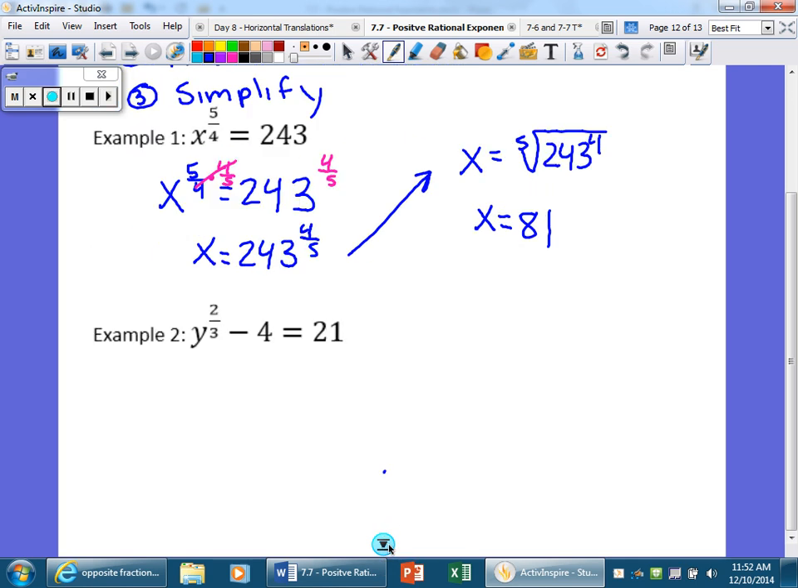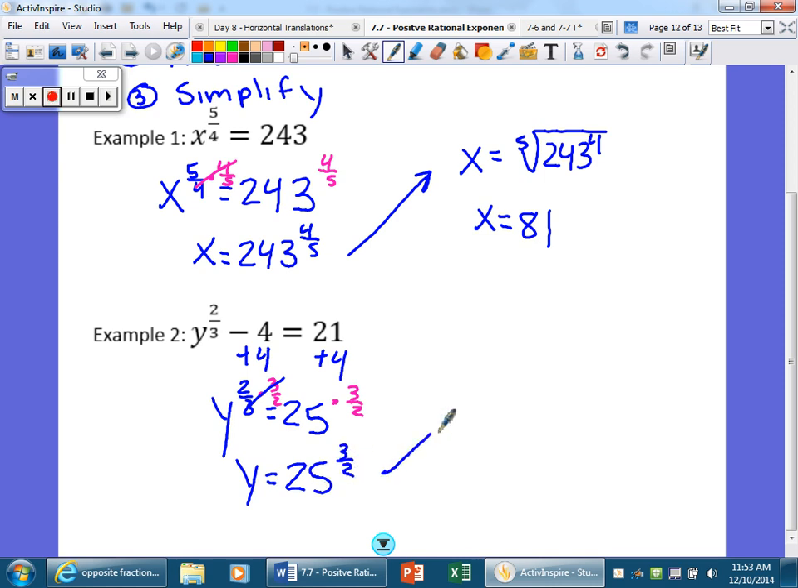My next one, I need to isolate first, so I'm going to add 4 to both sides. So I have y to the 2 over 3 equals 25 times 3 over 2, times 3 over 2. These go away. I'm just left with y equals 25 to the 3 over 2. So I get y equals the square root of 25 to the 3rd, which means y equals 125.